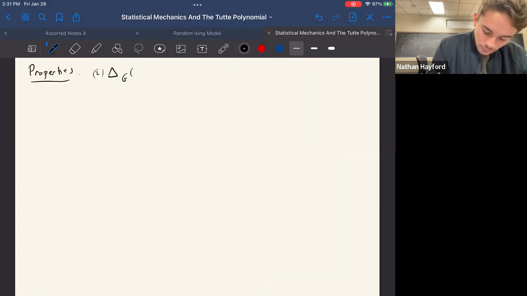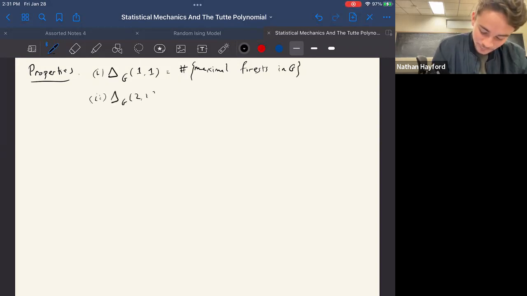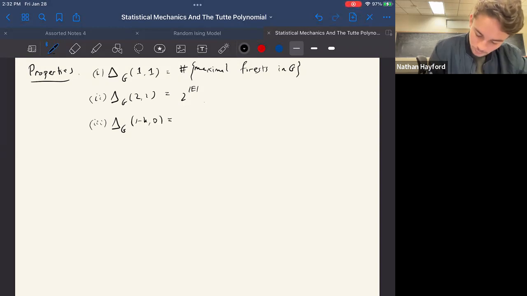One, if I evaluate the Tutte polynomial at 1, 1, this gives you the number of maximal forests. Another easy one, delta G of 2, 2 is just 2 to the number of edges. If I evaluate the Tutte polynomial at 1 minus k and 0, this is, up to some overall factor which depends on k and is computable, nothing super important, just the number of k-colorings.